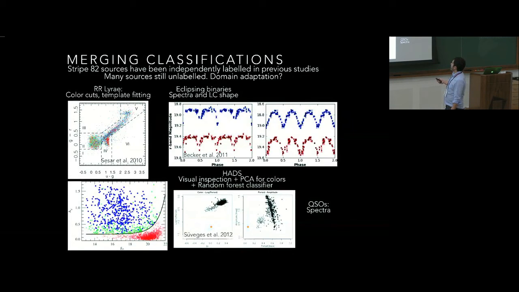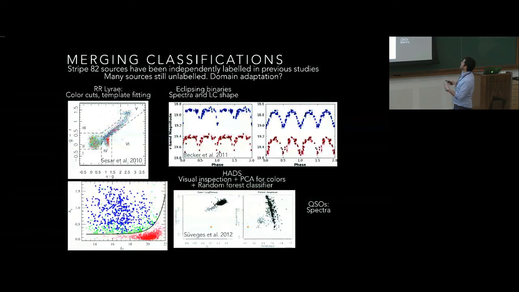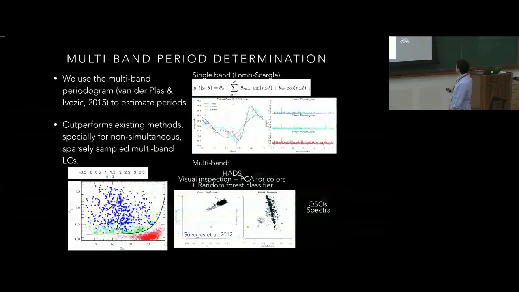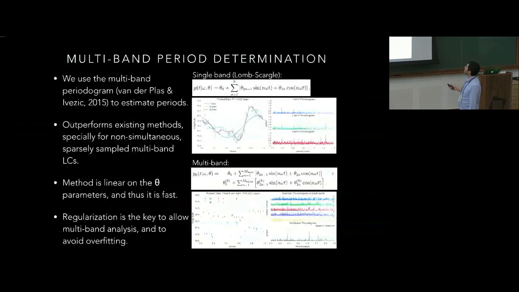For the high amplitude delta Scuti stars, there's been some efforts to do visual inspection plus principal component analysis on the colors, and also do a random forest classifier. And this is where my question comes. If your labels come from a previous classifier, how can you use the information of that previous classification that gives you probabilities rather than specific labels in order to incorporate that in your training process later? And of course, QSOs are usually done with spectra. You can spectroscopically confirm them.